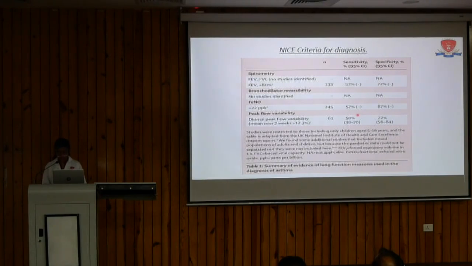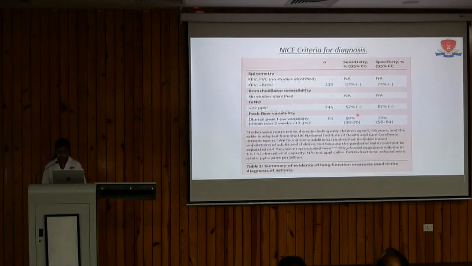Fractional exhaled nitric oxide testing: FeNO levels above 22 ppb indicate airway inflammation. Sensitivity 57%, specificity 87%, making it highly specific for eosinophilic inflammation and asthma.